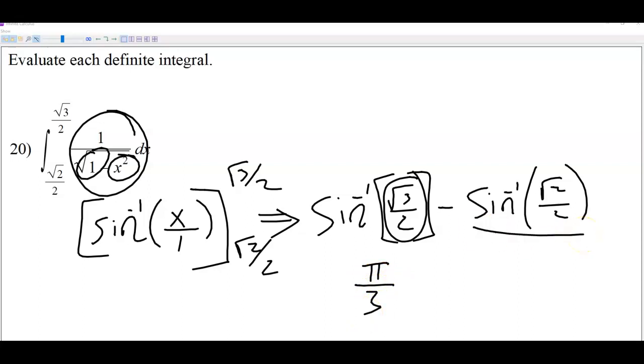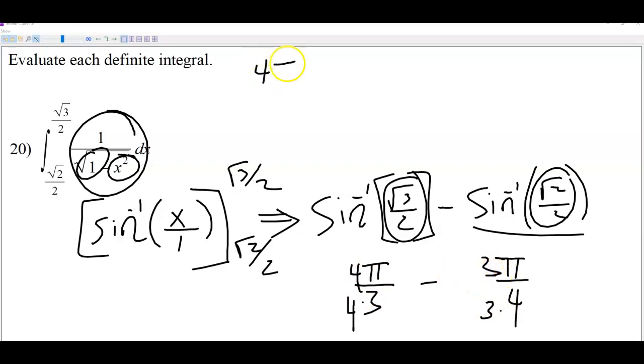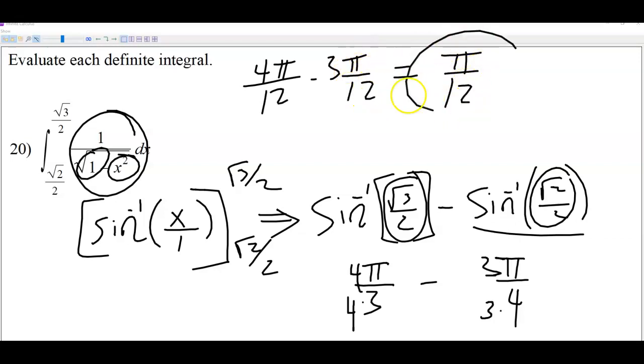And next we want to find out where the y value equals radical 2 over 2. That's at pi over 4. And once again, there's another value where that happens, but we only use the right side. So we have that. Next you want to get a common denominator, which is 12. So I'll multiply this one by 4 on the top and bottom, and this one by 3 on the top and bottom. So now I've got 4 pi over 12 minus 3 pi over 12, which is pi over 12.